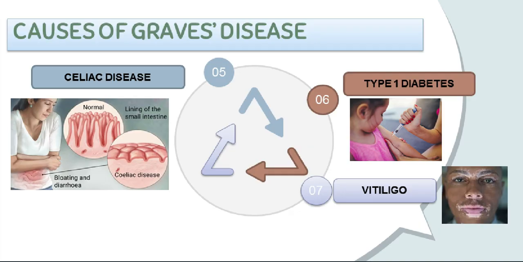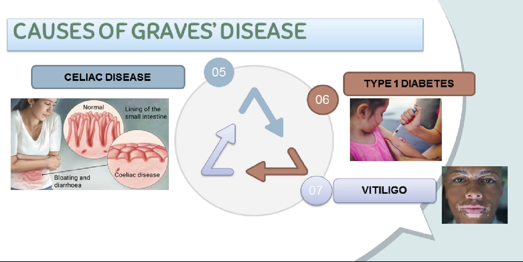Celiac disease is a digestive and autoimmune disorder that can damage your small intestine. People with celiac disease might experience symptoms like diarrhea, bloating, gas, anemia, and growth issues. Celiac disease can be triggered by a protein called gluten.